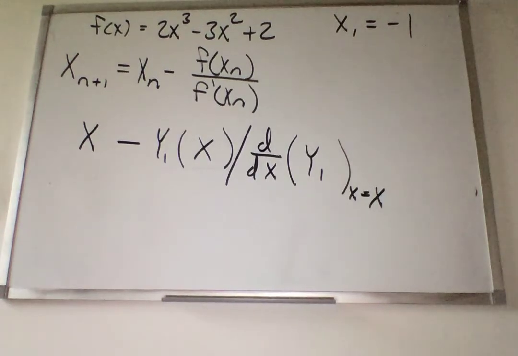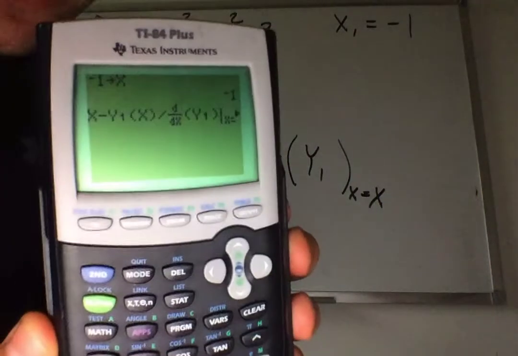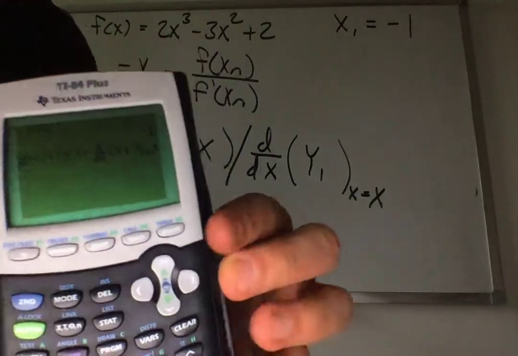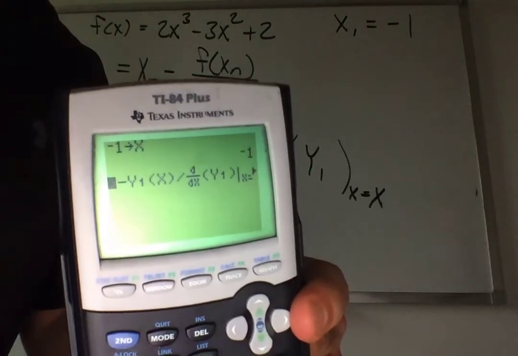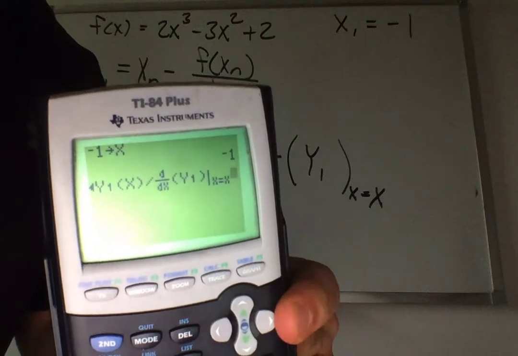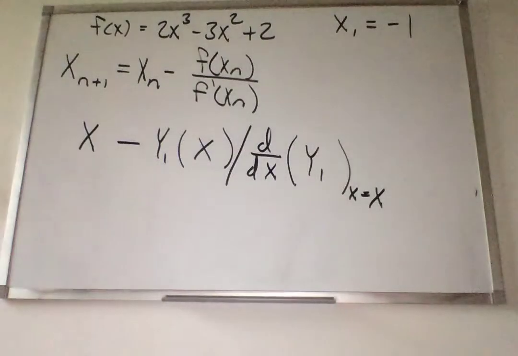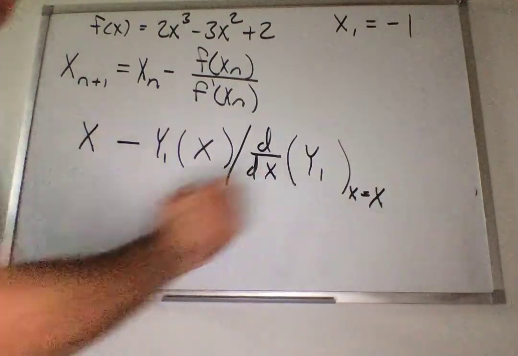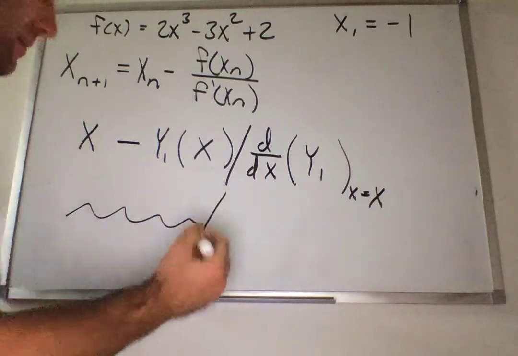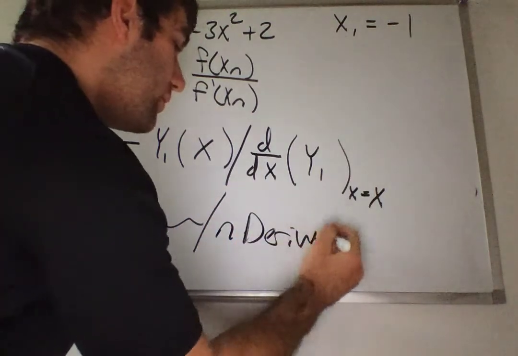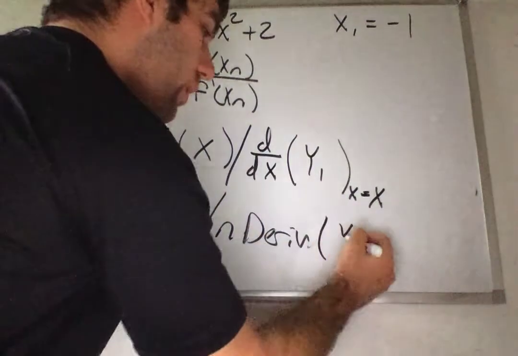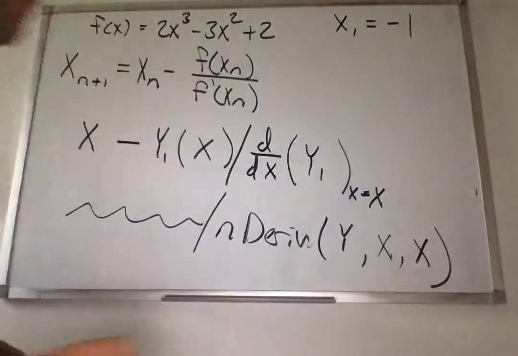Now let me type that in on the calculator, and I'll show you what my calculator looks like. Okay. So, if you're looking at it, I got X minus Y1 of X divided by dx of Y1. I gotta scoot over. And then X equals X. Alright? So, if you don't have this on your calculator, everything will be the same, divided by, it'll say n deriv, parenthesis, you would put Y1 of X, comma, X. Just like that.